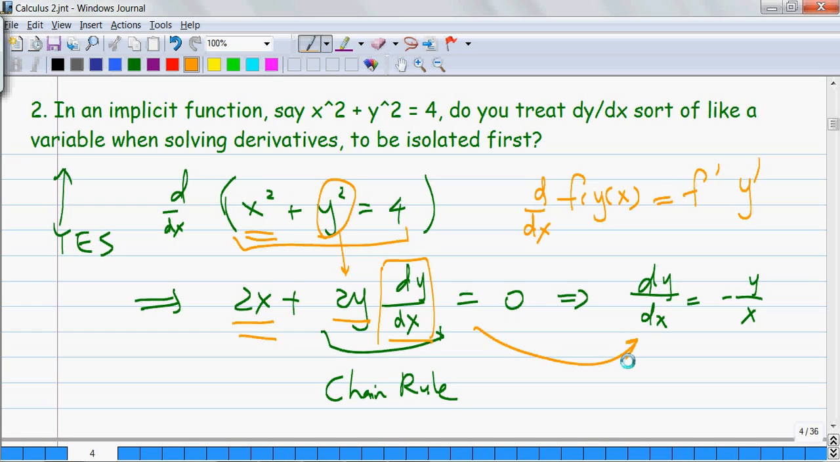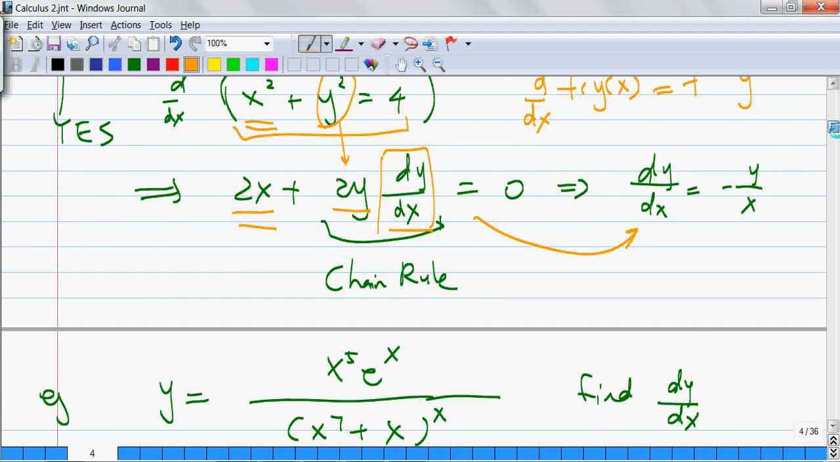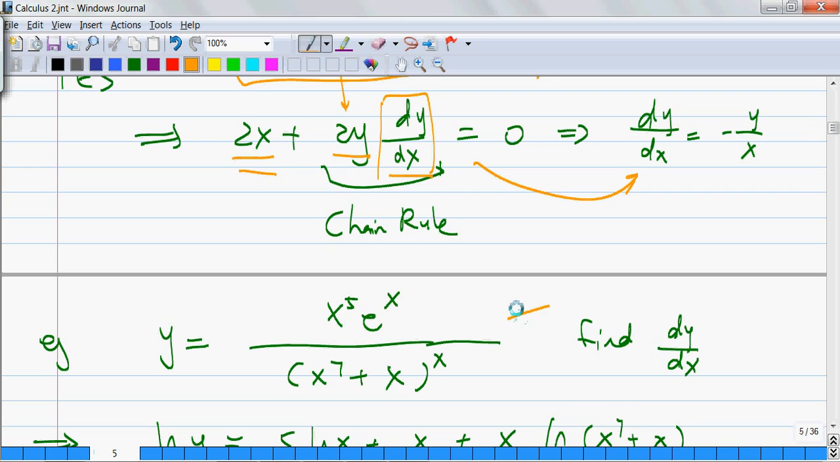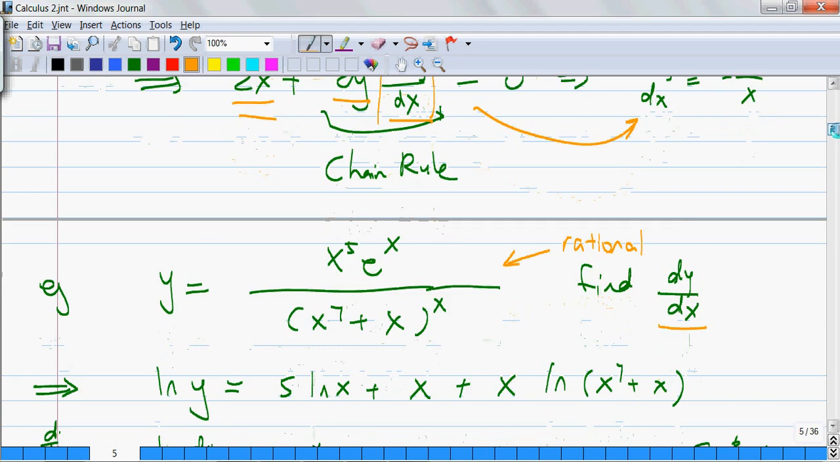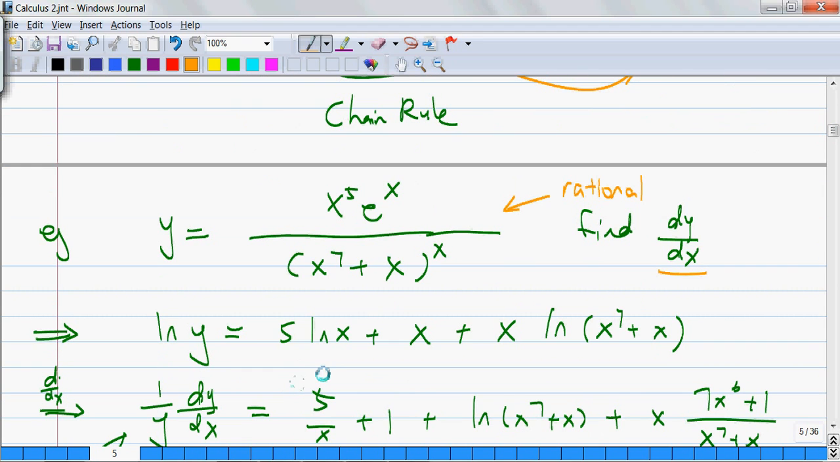solve it. So one use of this, other than just solving for implicit functions, is when you have something that's very complicated and it's a rational function. So suppose you have a rational function, which means the top is some function and the bottom is some function, and you want to find dy/dx. So sometimes using the product rule and quotient rule is very difficult. So what you do is you take the log of both sides, and this thing becomes the sum of stuff.